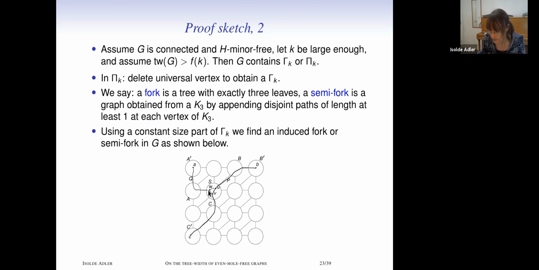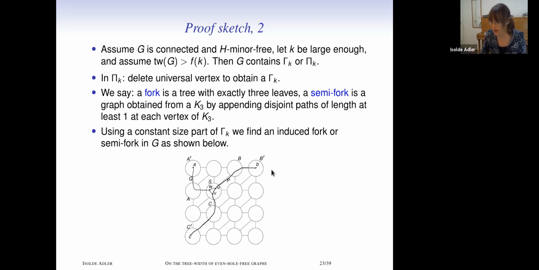And then we can take W as the center here and take sort of the outermost neighbors on the path, and then we get a fork. We find an induced fork. Right? So the point is really here, once we have a constant size part of gamma k, we can find a fork or a semi-fork.